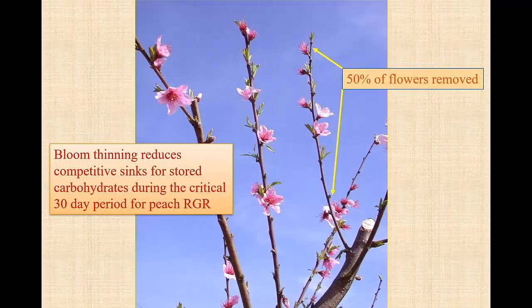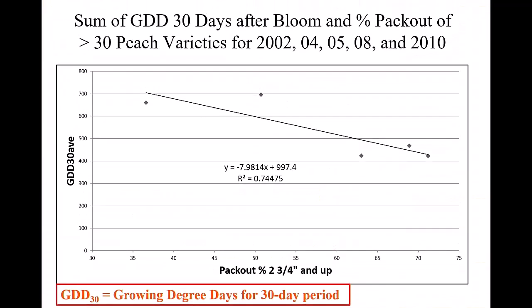Obviously, if you're going to bloom thin, if you go as much as 50%, that's really ideal. But obviously, sometimes you don't want to thin that much off. But we sort of shoot for that.